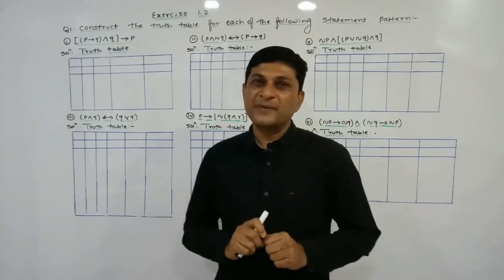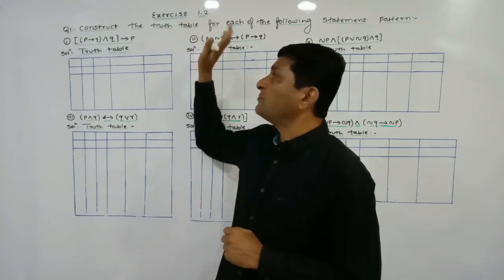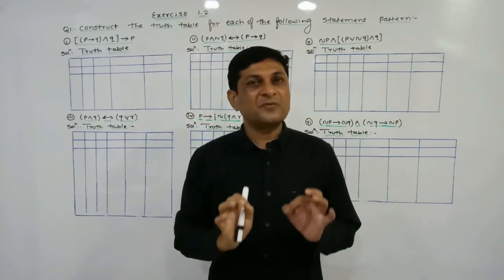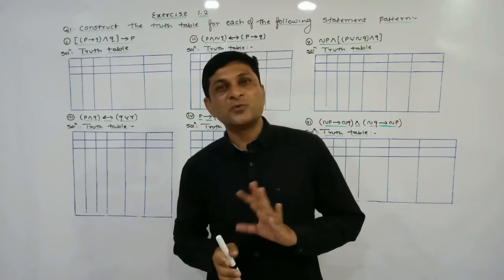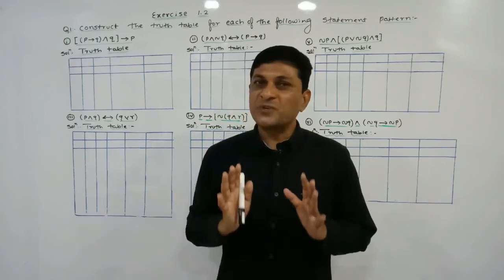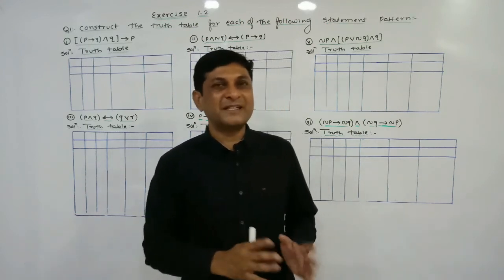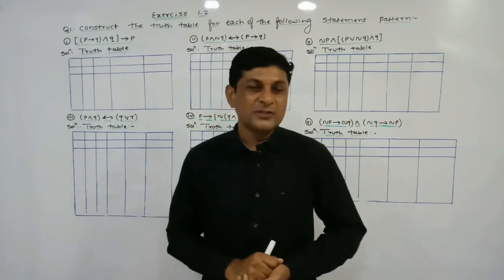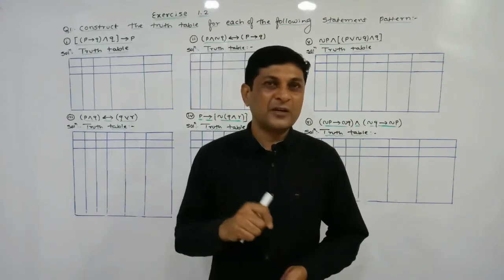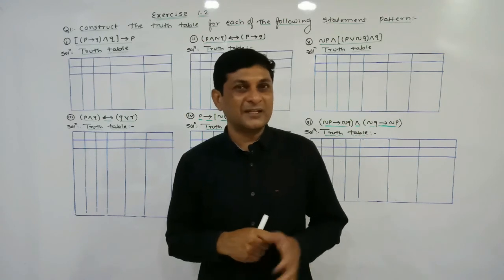So today we are solving examples from exercise 1.2. All the examples from this exercise we have to solve using truth tables. So first of all, let us revise all the results related to truth tables. We have already seen that in mathematical logic, how many logical connectives are there?